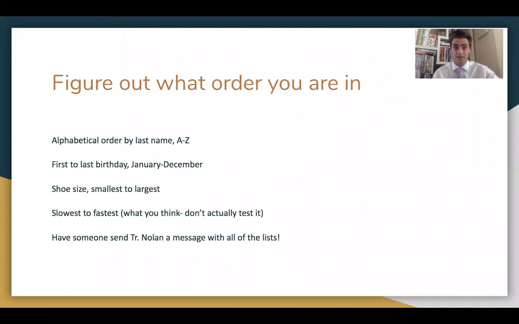We have a few games to play for our morning meeting today. All of you are going to figure out what order you are in based on certain criteria. For the first one, you will put yourselves in alphabetical order by last name, from A to Z. Then you will do it from your first birthday of the year to the last, January to December. Along with shoe size, smallest to largest, and which one of you is the slowest in running, and which one of you is the fastest. Don't actually test this, just go with what you think. We are going to pause the video. You all are going to discuss this and make sure at least one person sends me a message of these final answers.